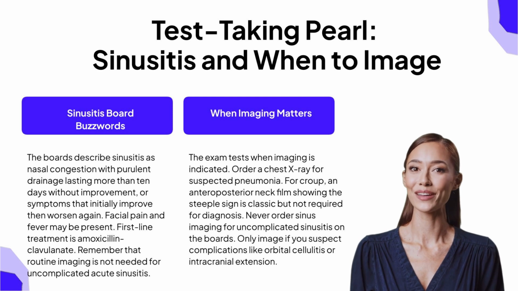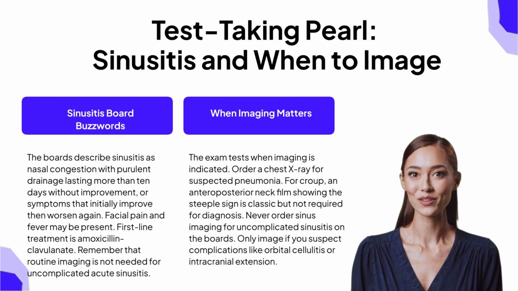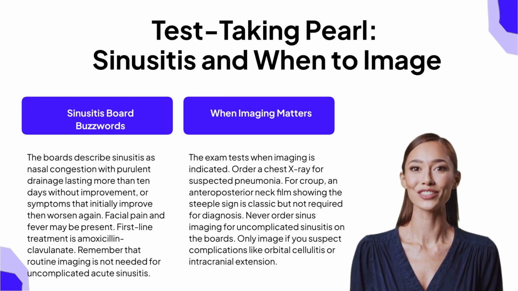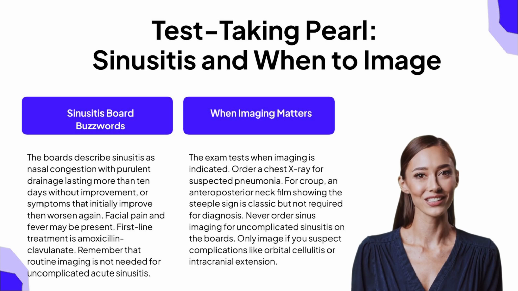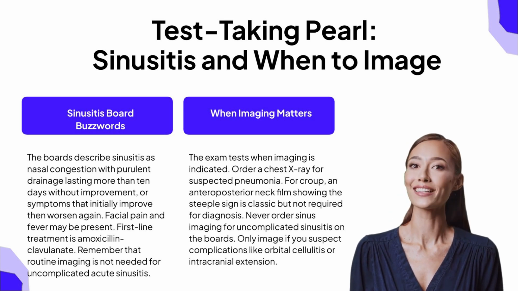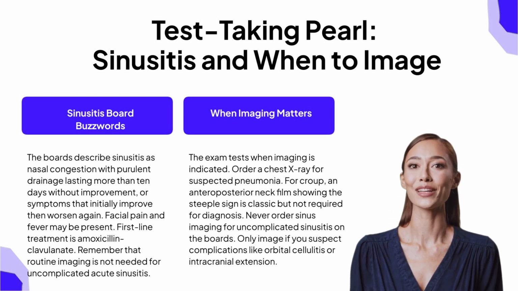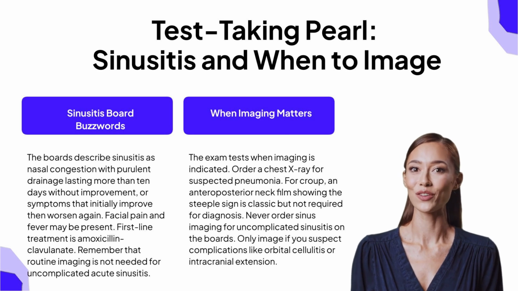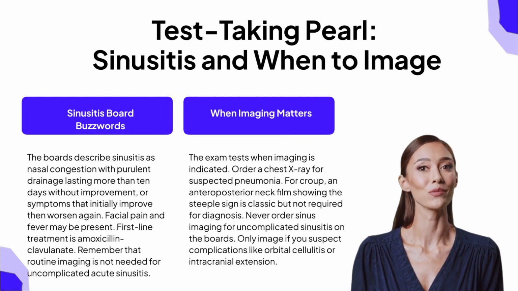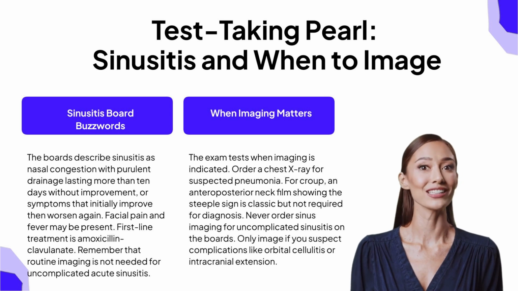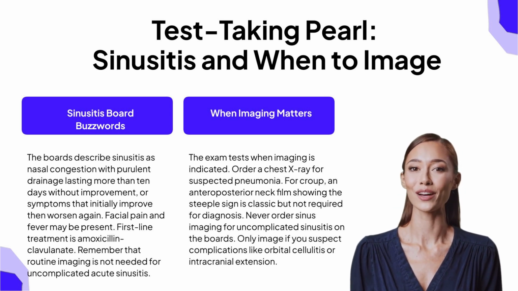Now, knowing when to image is tested frequently. You should order a chest X-ray when you suspect pneumonia. For croup, an anteroposterior neck film showing the steeple sign is a classic finding, but imaging is not required to make the diagnosis clinically. The biggest trap on the boards is ordering sinus imaging for straightforward sinusitis. Only order imaging when you suspect a complication like orbital cellulitis or intracranial extension of infection. When in doubt on the boards, remember that less imaging is usually the right answer for uncomplicated pediatric respiratory infections.